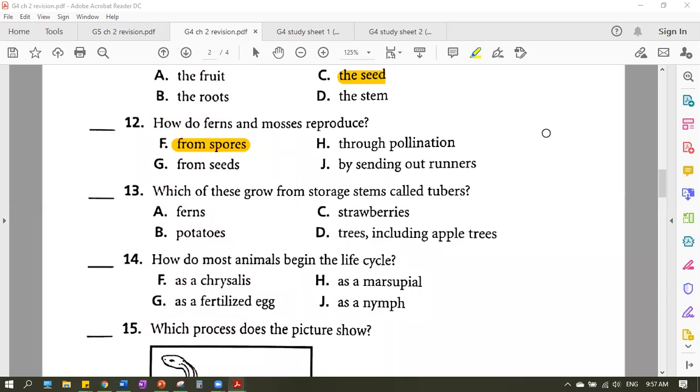Number 13. Which of these grow from storage stems called tubers? This is a new word also. You guys are not learning about it this year, but just for your own information, okay? Do you know what tubers are? No. Okay. Plants that have tubes, which is vascular plants.